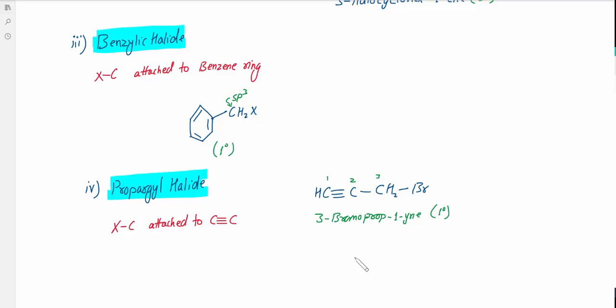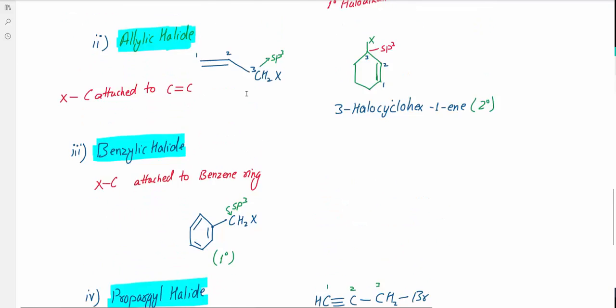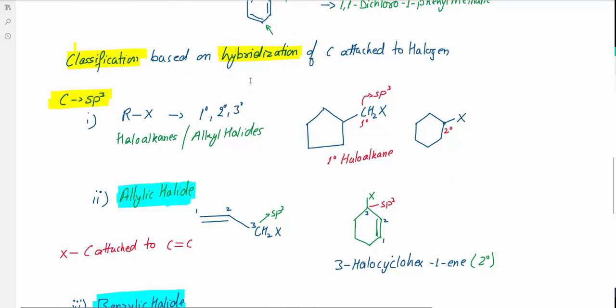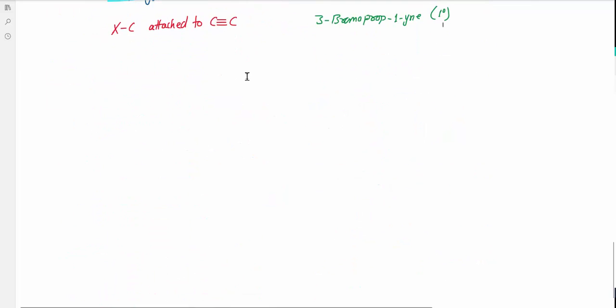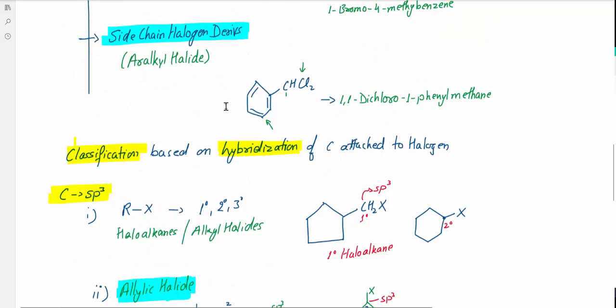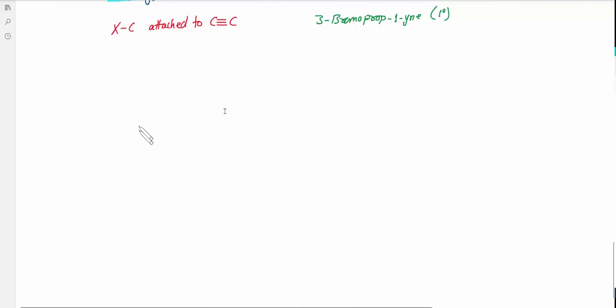So that was about the compounds containing the carbon to which the halogen is attached. That carbon is sp3 hybrid carbon. Now that particular carbon can be even sp2 hybrid carbon. So that is the second category in this system. So let us say where the carbon is sp2. So we have a carbon which is sp2, and that is connected to halogen. So this is the second category.